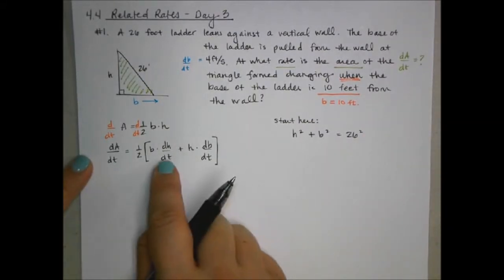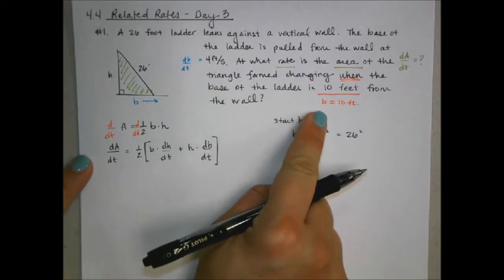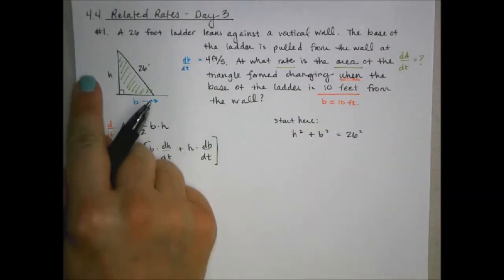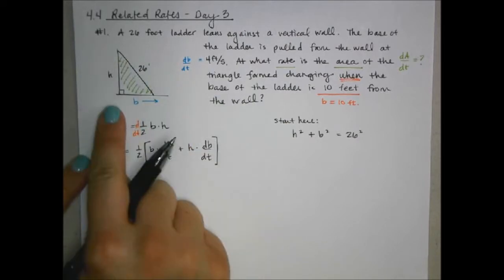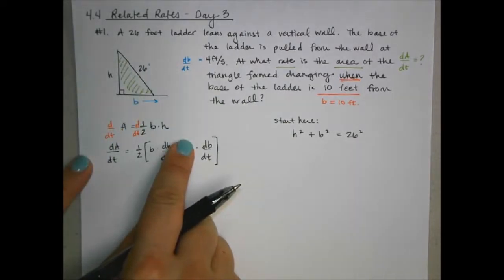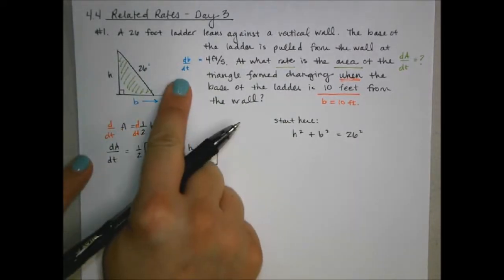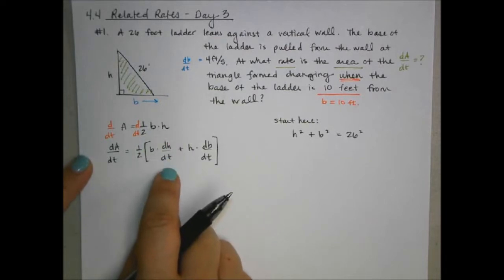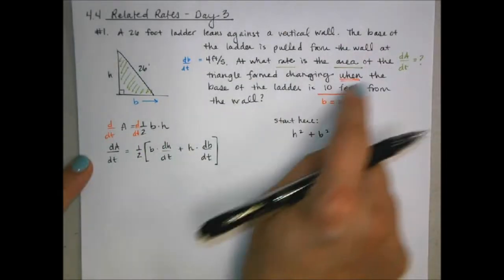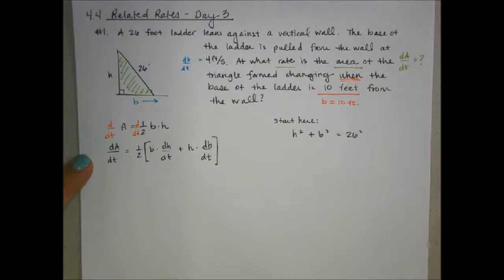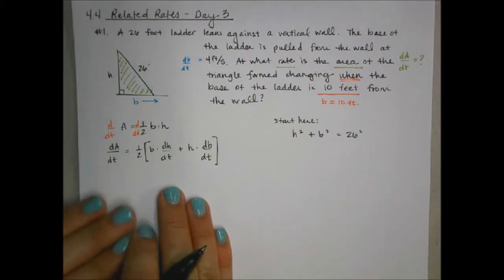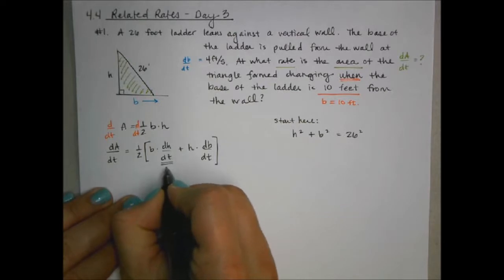So when b is 10, we can figure out h from the 10 something 26. We can solve for h. We have dB/dt is 4. We don't know dH/dt. There was nothing given in the problem that tells us what that is. So that's why I have to figure out dH/dt first. So I still have this as an unknown right now.